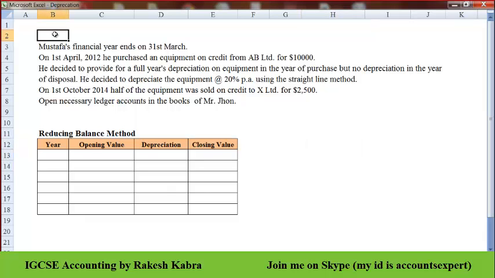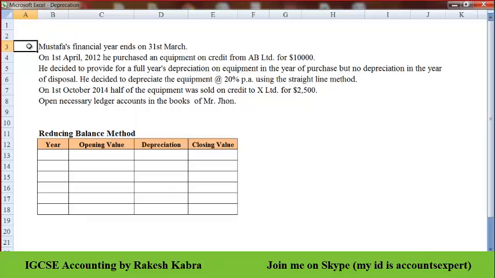Today we are going to discuss one more question related to depreciation. And today is the last class for this lesson, depreciation, and then we will start the new topic tomorrow onwards. Okay, so see, here we have a question.